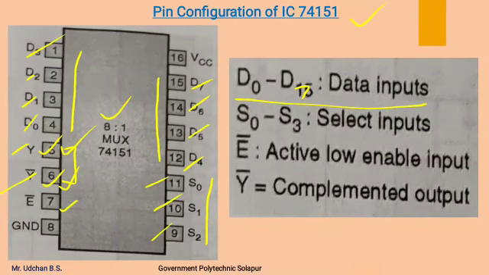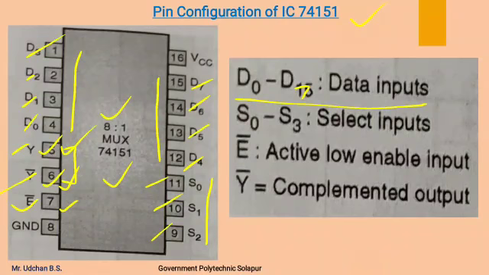Again, pin number 7 is an active low enable input pin, means we have to provide a logic 0 input to this pin number 7, by which this multiplexer IC gets enabled. If we connect the enable input to logic 1, then irrespective of the available inputs and irrespective of the status of the select lines, we get a default 0 output. So make sure that you connect the enable input pin to the ground or to 0 so that it can operate.